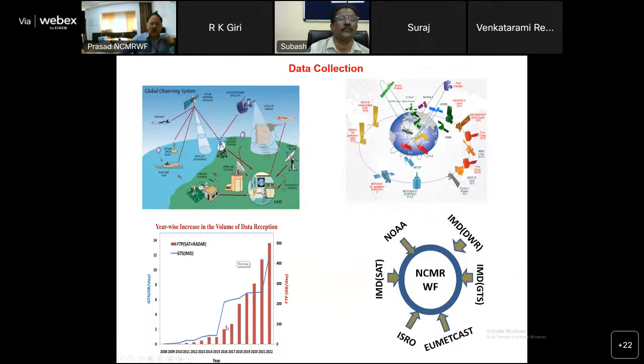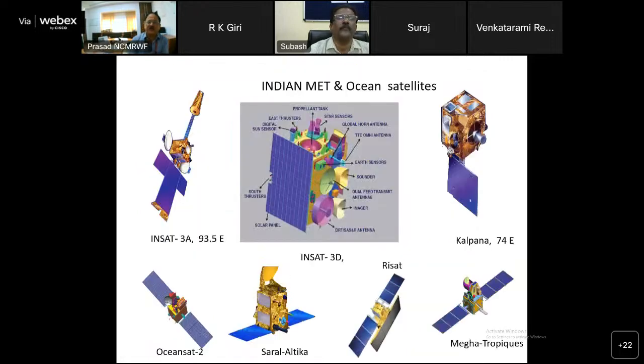You can see the increase in volume in this pie chart. At present, we are receiving more than 500 GB of data sets from various countries. From India also, we have satellite data from ISRO stations such as ISTRAC and NRSC. India is the one country which has both an NWP system as well as satellite data plans.